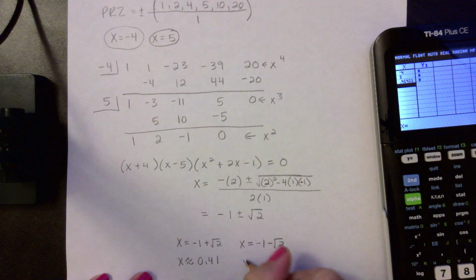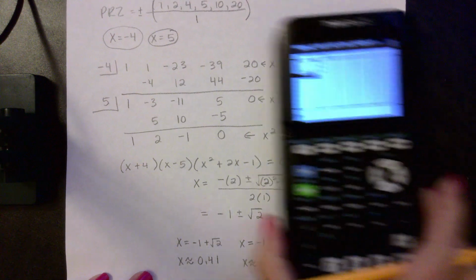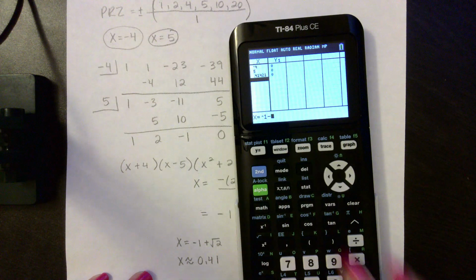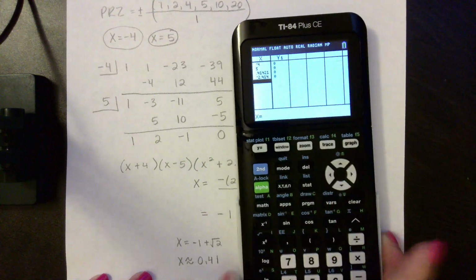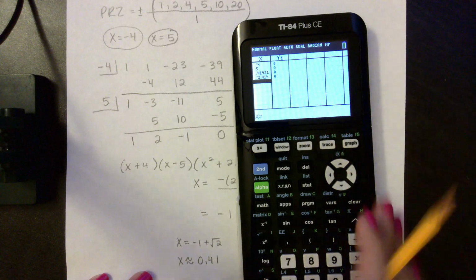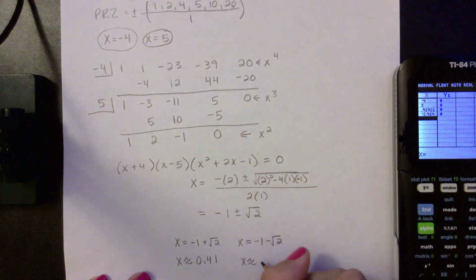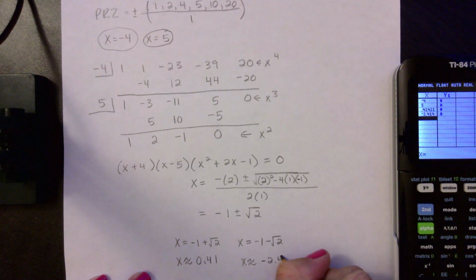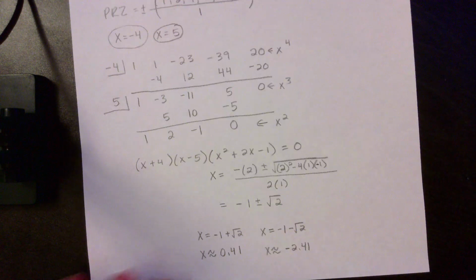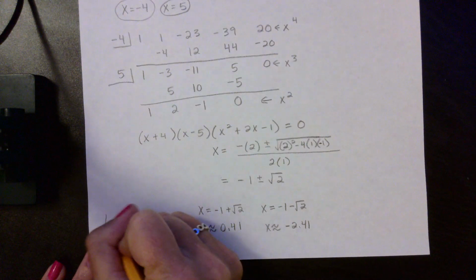Okay, and then I want to find my other exact answer, x equals -1 minus the square root of 2. So here, -1 minus the square root of 2. Again, I get a 0, so that's a good sign that I found the correct 0. And that was negative 2.41.